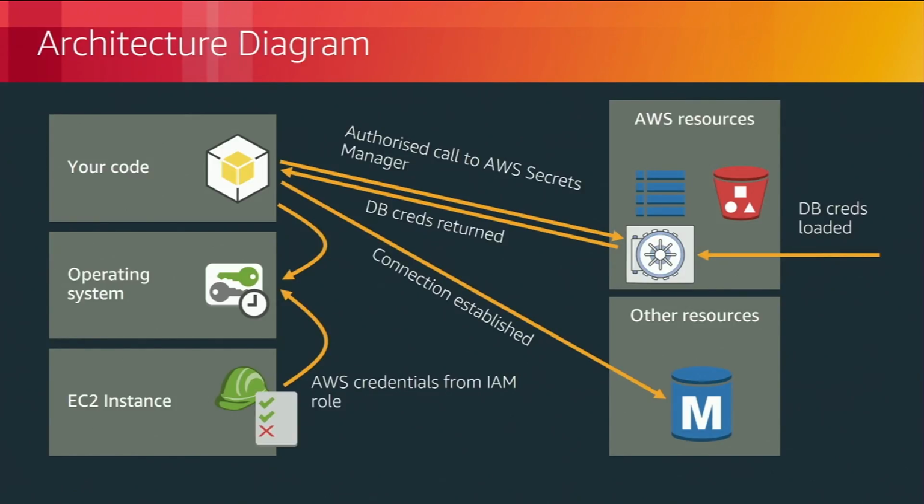We can then set up our rotation, so these credentials are periodically rotated. And as I mentioned, if the rotation fails for some reason, the versioning that's available in Secrets Manager allows it to roll back to the previous version.